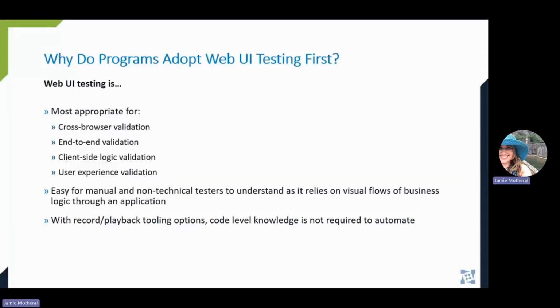So why do programs adopt web UI testing first? Web UI testing definitely has its place within your test strategy. It's very valuable for things like cross-browser validation, end-to-end validation, client-side logic validation, and of course, user experience validation. Many programs decide to adopt web UI testing because it is very easy for manual and non-technical testers to understand, as it relies on a visual flow of business logic through an application. There are also a lot of tooling options that are record and playback tooling options. So code level knowledge is not required to automate.